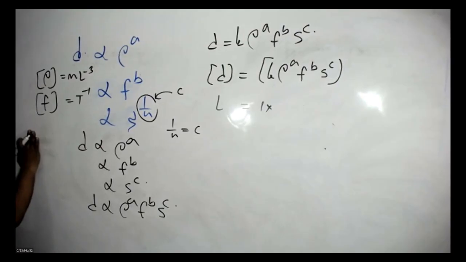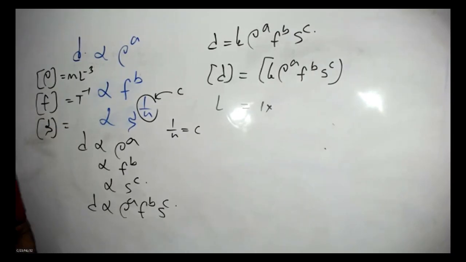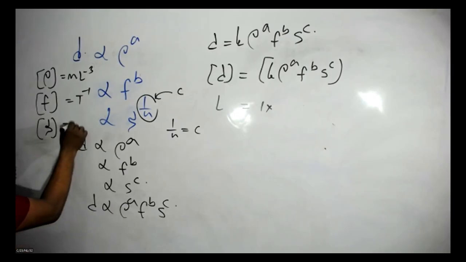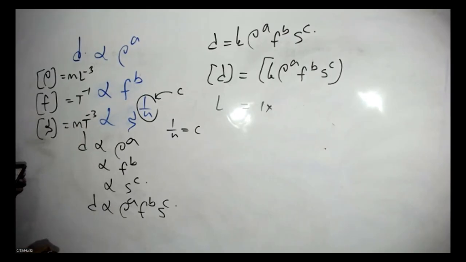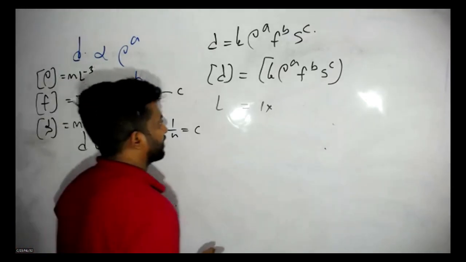S is intensity, right? The dimensions of S are given. Yes, the dimensions of S are M T to the power minus 3. Now you know the dimensions of each term. Then you can substitute the dimensions.